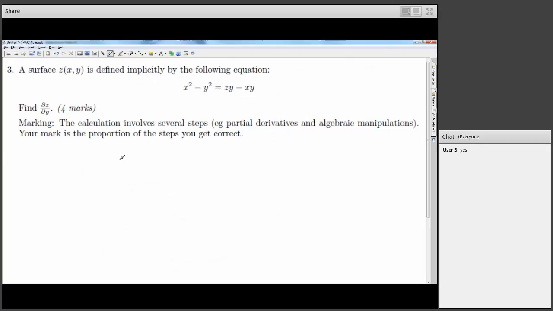The other question that the marker said people had issues with was question 3, part 3. So this is the implicit differentiation question. You've got a function of 3 variables, and you have to try to find some implicit derivative. You could do it implicitly, presumably the mechanism you were taught in Maths 101. The easy way, I think, to do this is to first rearrange it to put everything on one side. So x squared minus y squared minus zy plus xy is 0.